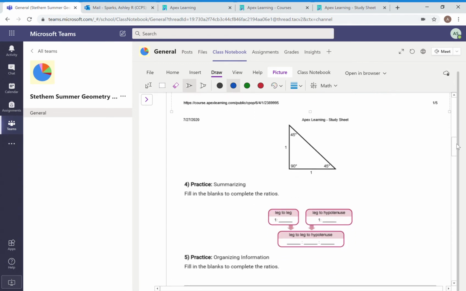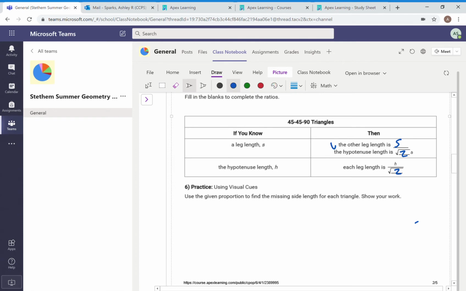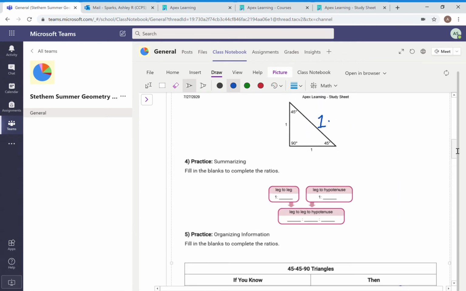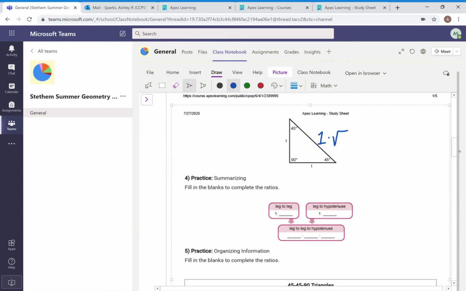So this is another example of that. Instead of x's, they use 1. So you have 1 times square root of 2, or just square root of 2 because anything times 1 is itself. So leg to leg, you have a 1-to-1 ratio. Leg to hypotenuse, you have a 1 to square root of 2 ratio. So sometimes you'll see it written as 1 to 1 to the square root of 2.